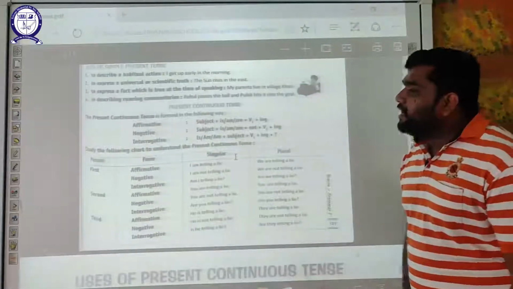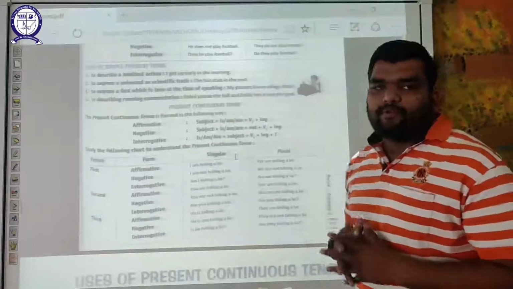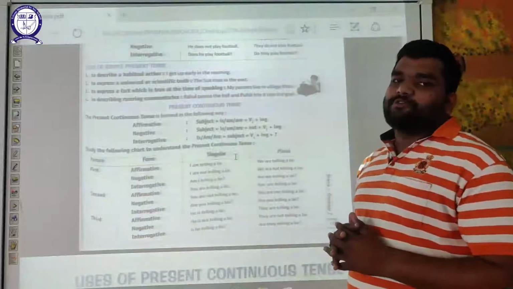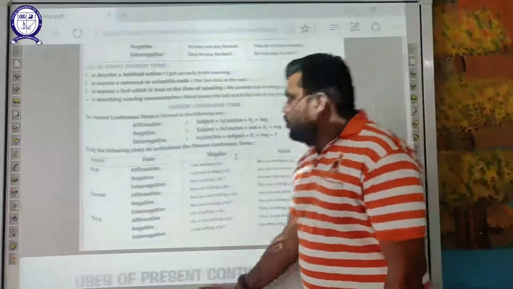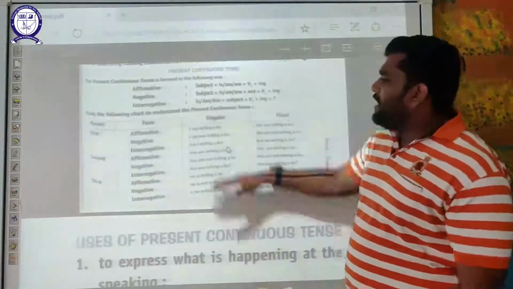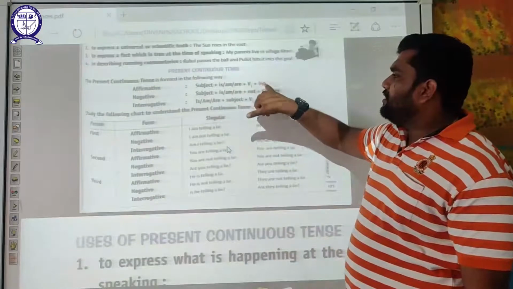Now here the formation is subject plus is/am/are. Is, am, are are your helping verbs. Subject plus is/am/are plus verb first form plus ing plus object. Now going on to the example. I am telling a lie.